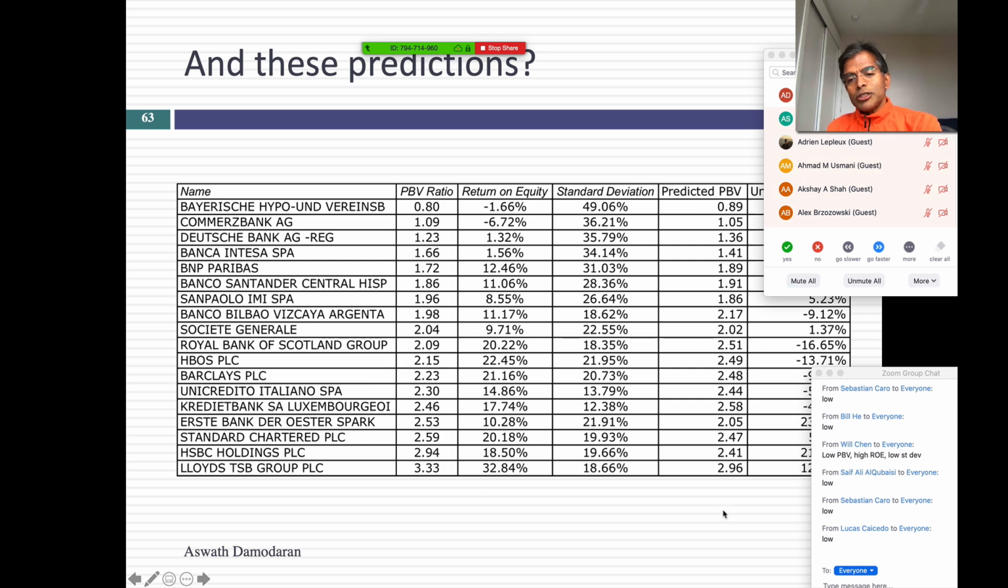So this column is just me plugging in the return on equity and the standard deviation numbers into this equation, getting a predicted number for each one, and then comparing the actual to the predicted. If you get a negative number, it means your stock is undervalued. If you get a positive number, your stock is overvalued. Again, I'm using the data and what I know about the relationship between a multiple and that's why it's so critical that you do your homework first.